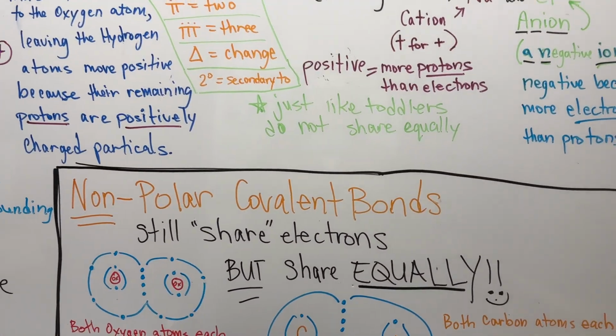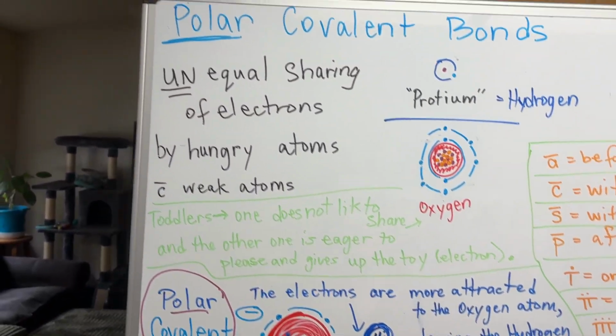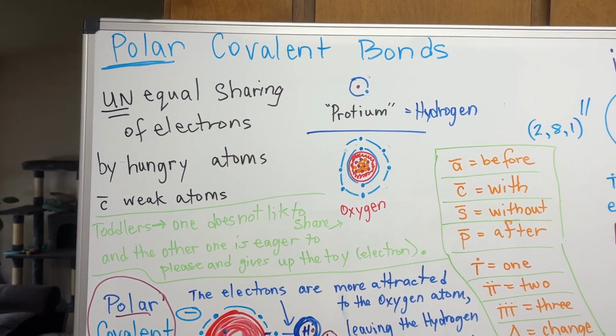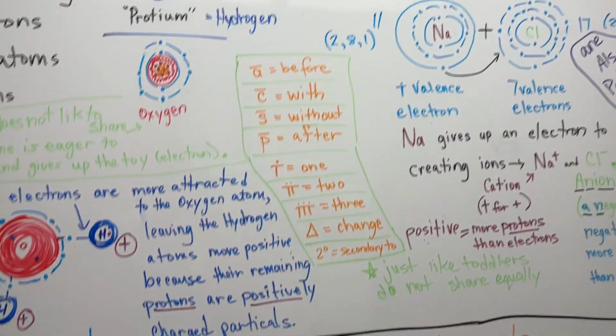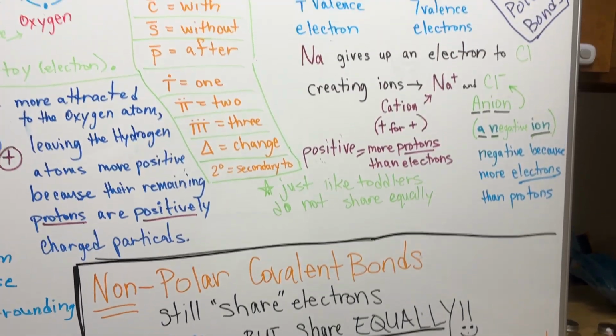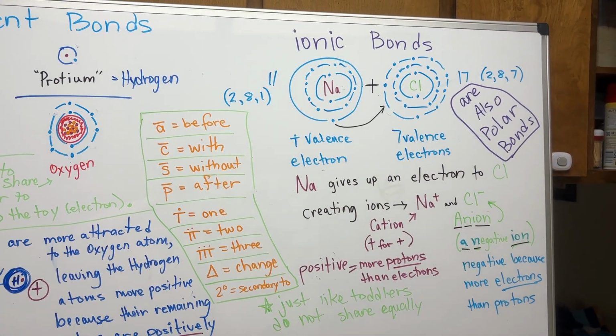Let's step back and let's review really quickly. We have 3 bond types on the board. Polar covalent bonds, non-polar covalent bonds, ionic bonds.